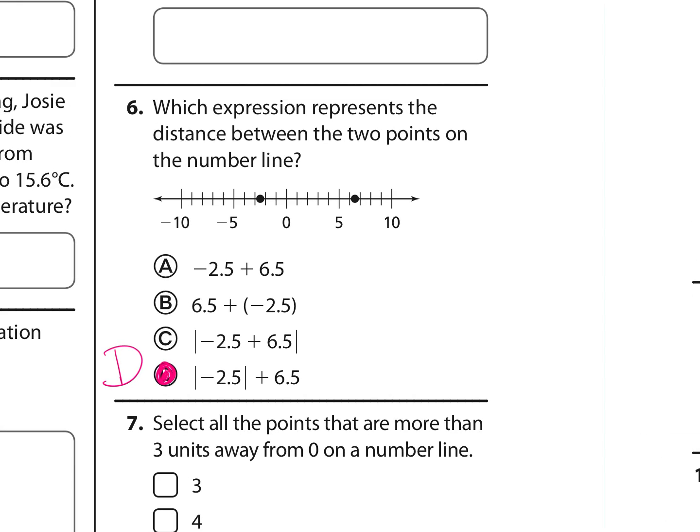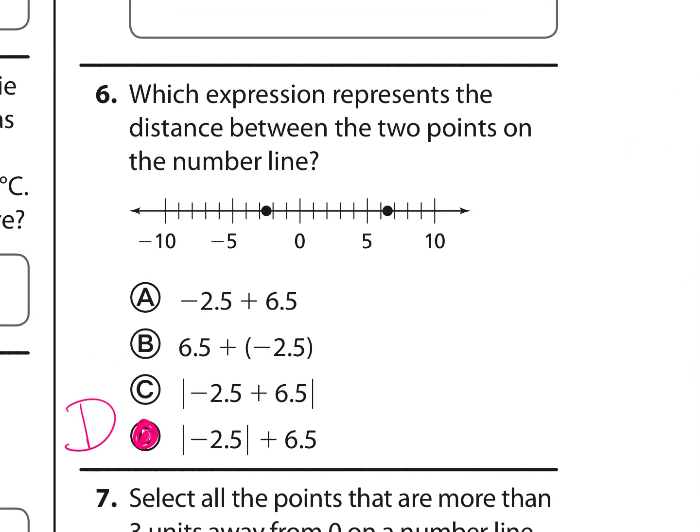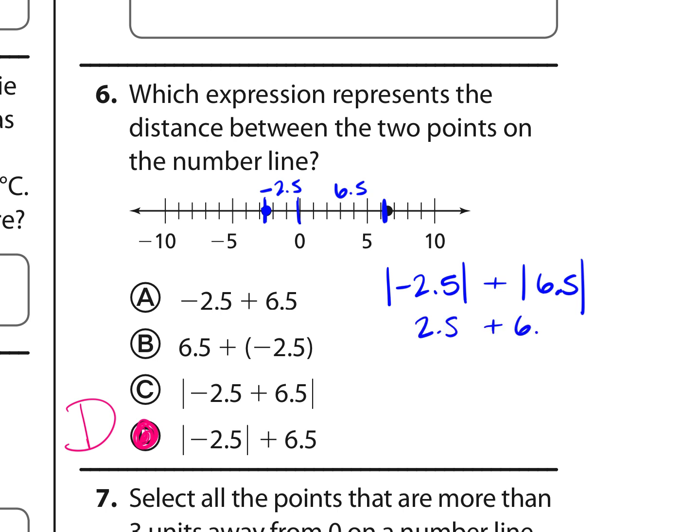Number 6, what represents the distance between the 2 points on the number line? Well, from this point to 0 is -2.5, and from 0 to this point is +6.5. And so you could take the absolute value of -2.5 and add the absolute value of 6.5, and of course the absolute value of a positive is positive. Absolute value is just distance, so 2.5 plus 6.5, and that's where answer choice D comes from.